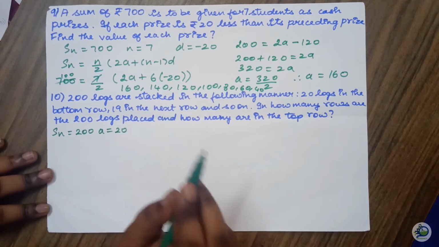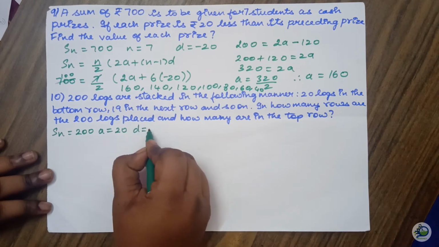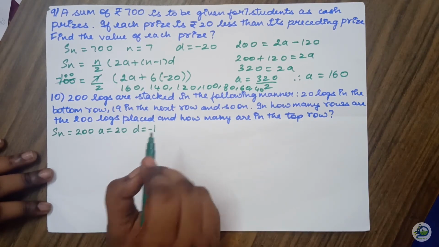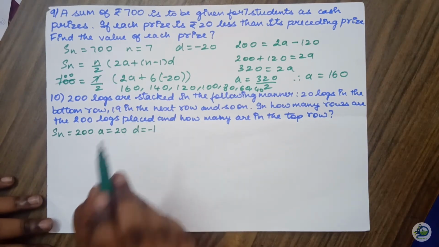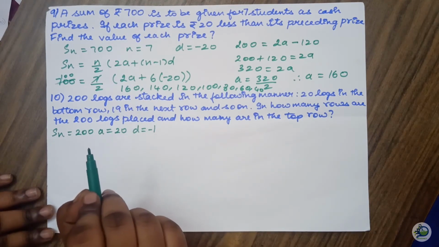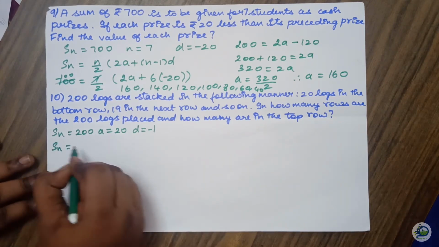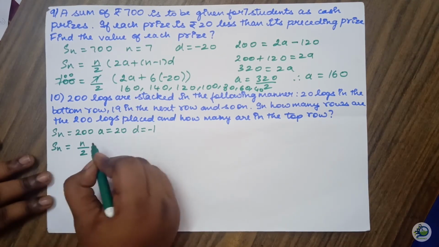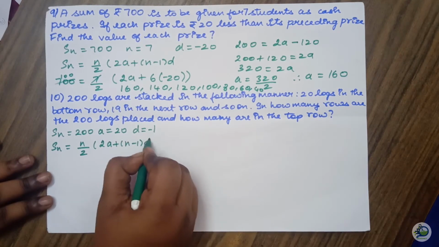And then 19 and then 18 and so on. So the common difference is nothing but minus 1, because the succeeding is less than the preceding, so the common difference is minus 1. Now we are going to substitute in the formula. Sn is equal to n by 2 into 2a plus n minus 1 into d.